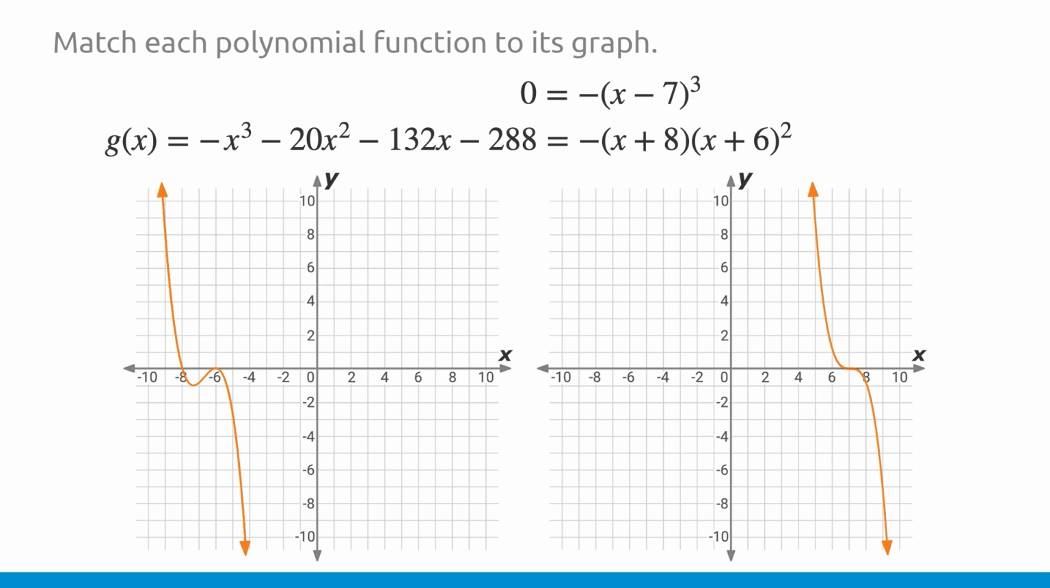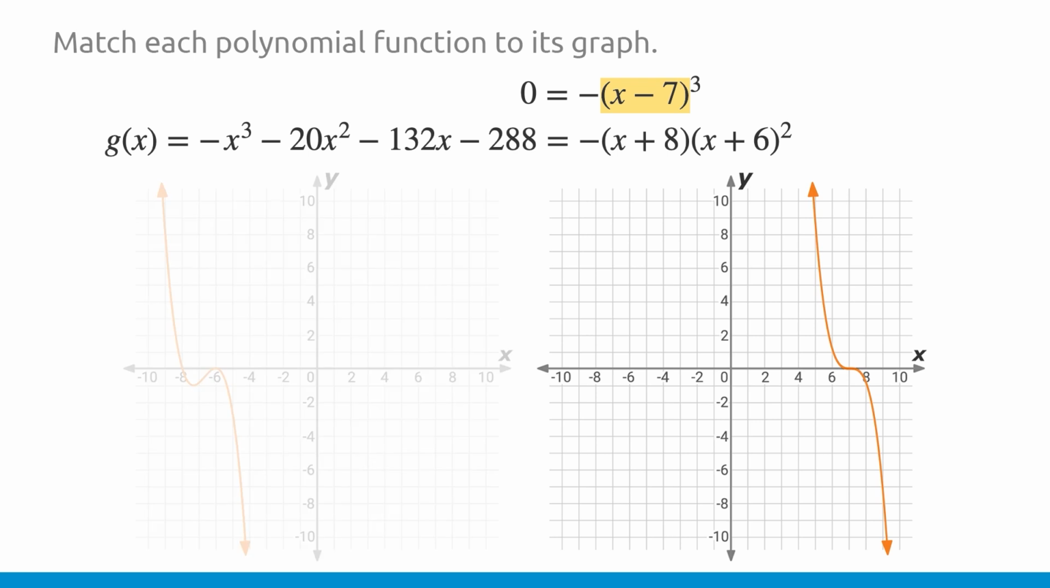Negative x minus 7 cubed equals 0. This function has one real zero at x equals 7. So the function intersects the x-axis once at x equals 7. That matches the graph on the right.